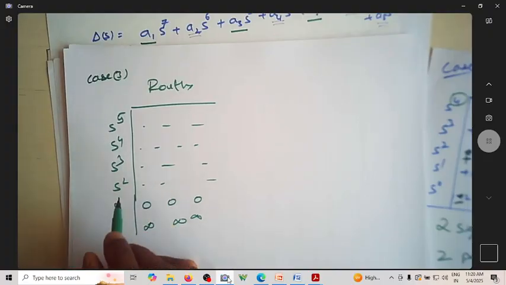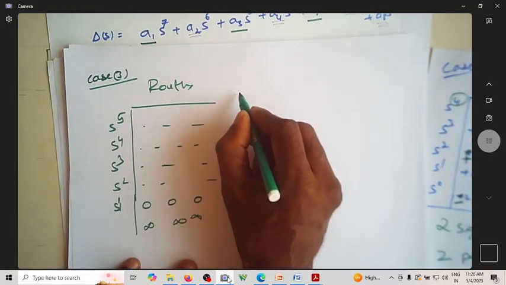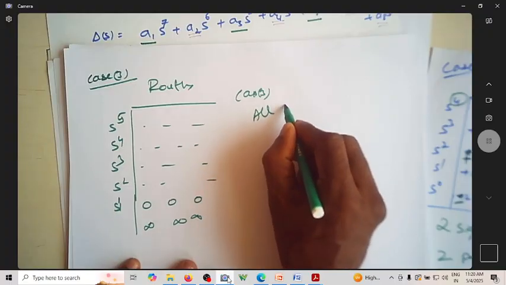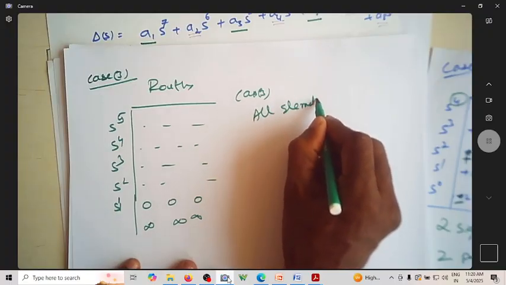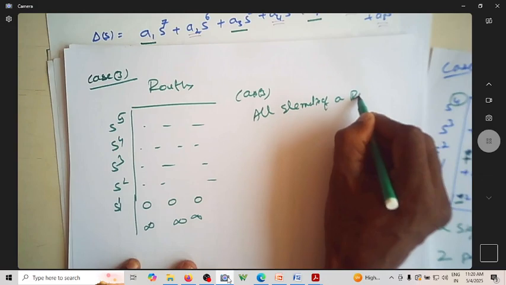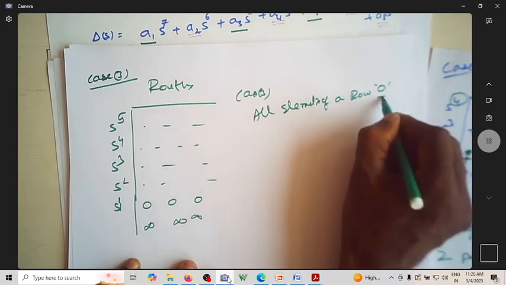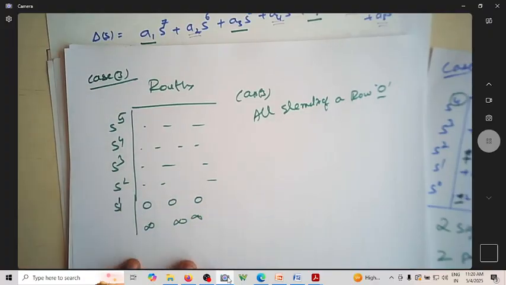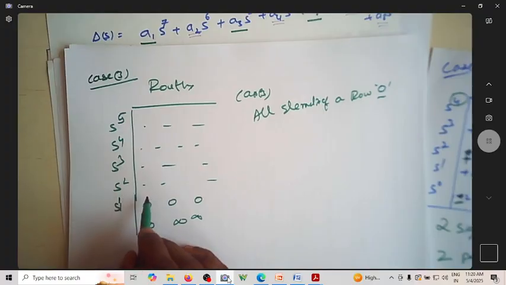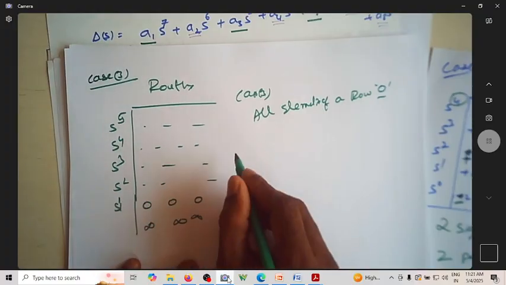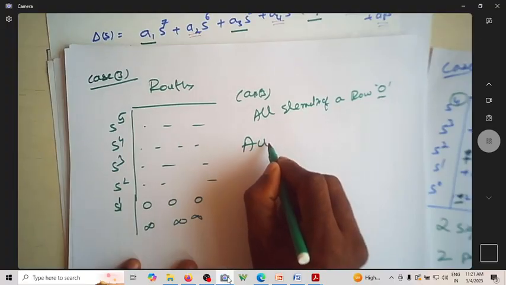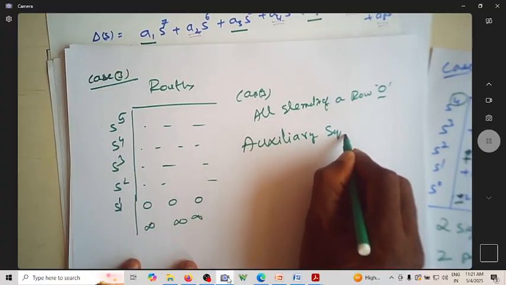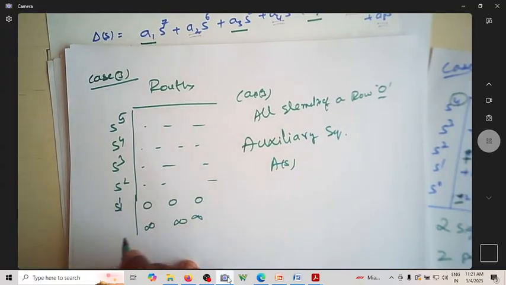So whenever, in this case 3, all elements of a row become 0, something like 0 0 0, you cannot continue the array. In such a case, we have to consider an auxiliary equation. So what is this auxiliary equation? We call it A(s).